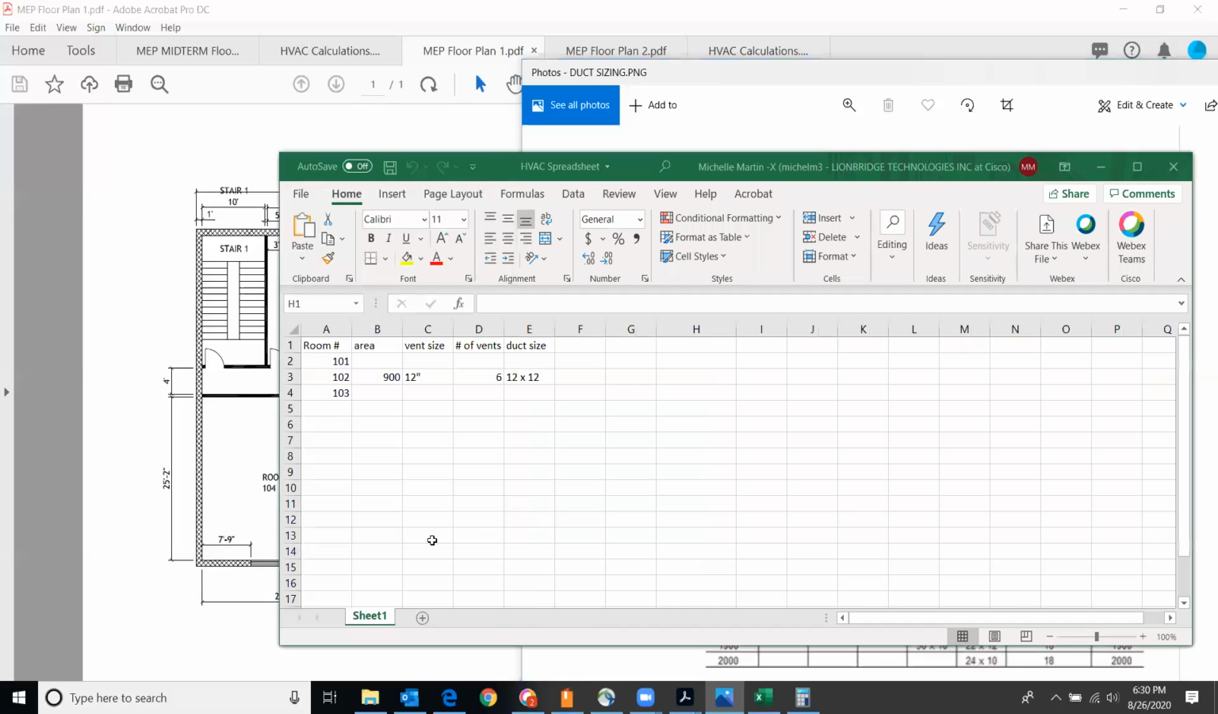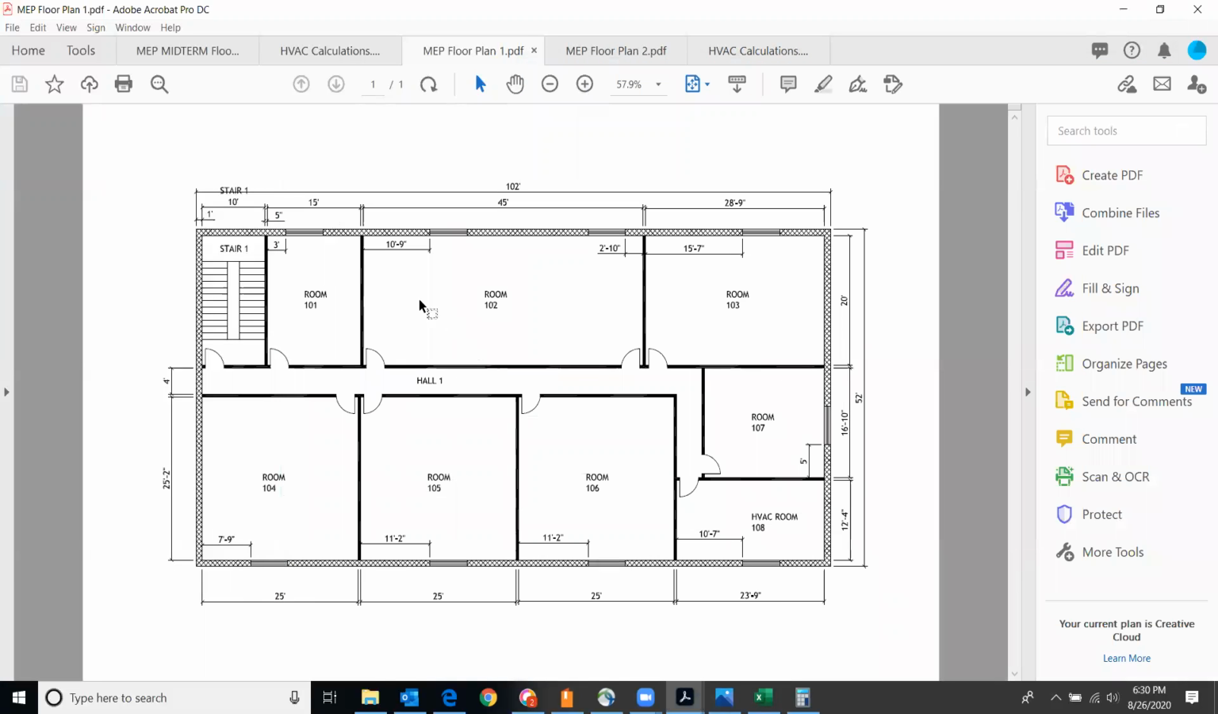And then I filled that in on here. So 12 inch vent, 12 by 12 inch ductwork. And I said number of vents is 6, because if we place these out in here, we want this air to be equally spaced, so there's no hot spots in the room, which is why we picked 6 vents for this room. I do 2 vents for this one, 4 vents for this one.